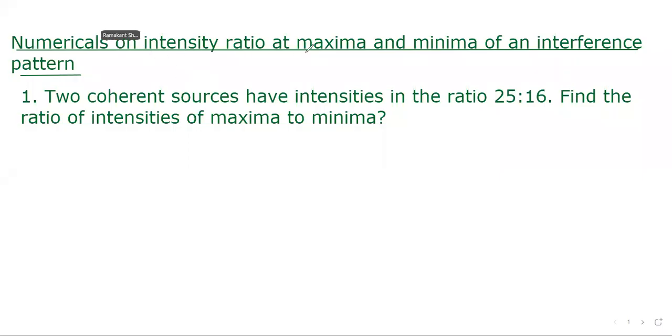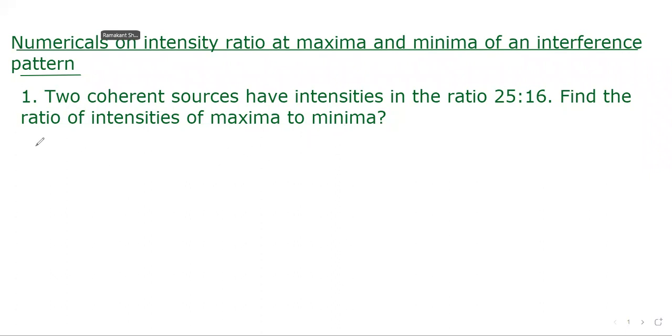Numericals on intensity ratio at maxima and minima of an interference pattern. Question number 1. Two coherent sources have intensities in the ratio 25:16. Find the ratio of intensities of maxima to minima.